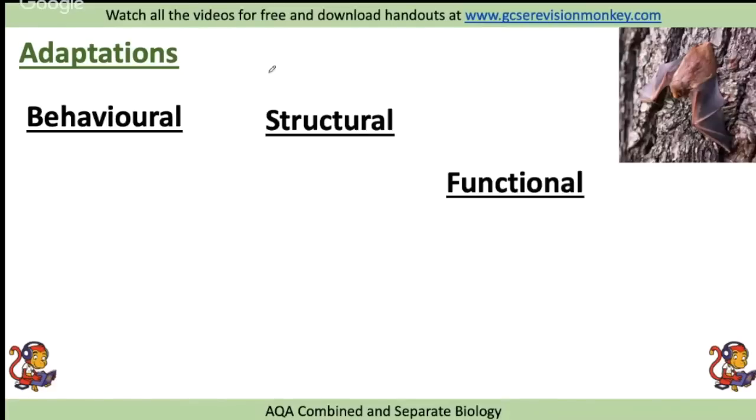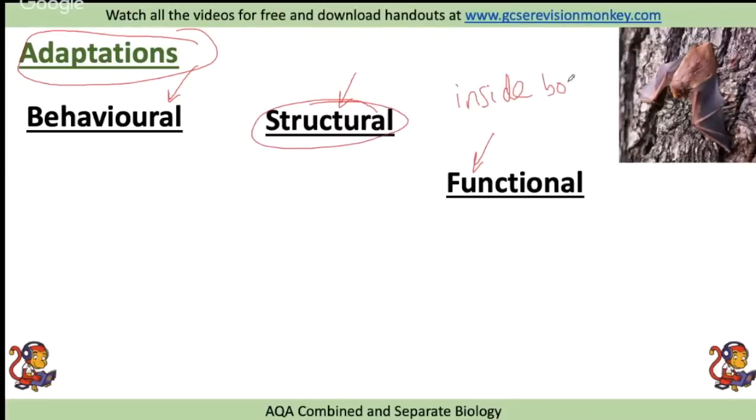Adaptations then, they could ask you again about adaptations of any animal or plant. So just look carefully and use your knowledge of what's in front of you to think about things that are behavioural, structural, and functional. Behavioural is how the animal behaves. Structure is what it looks like, what its structure's like. And functional is anything that happens inside the body. So anything to do with its metabolism, or whether it respires, or the processes that happen inside the body.